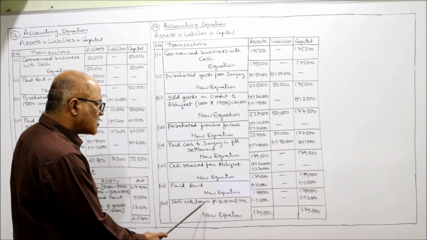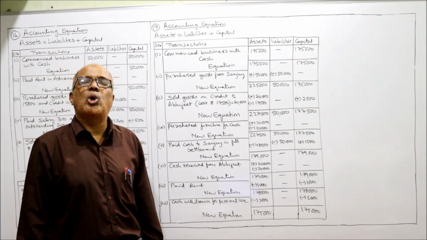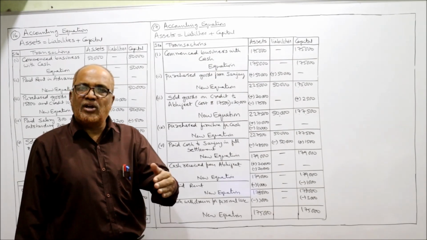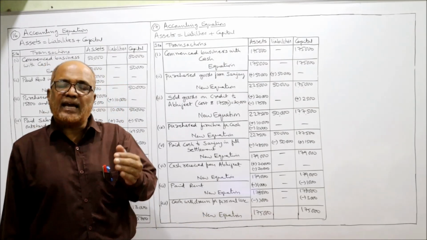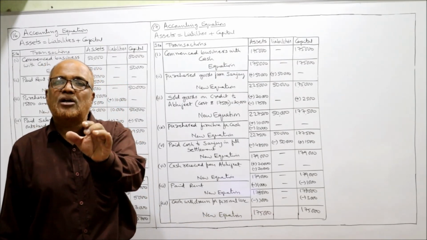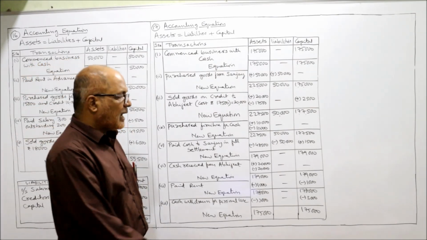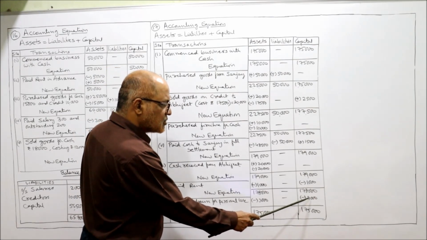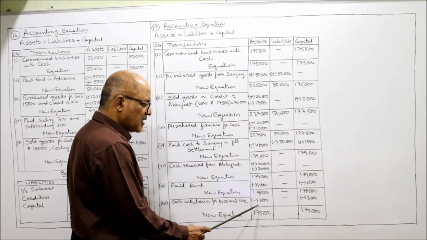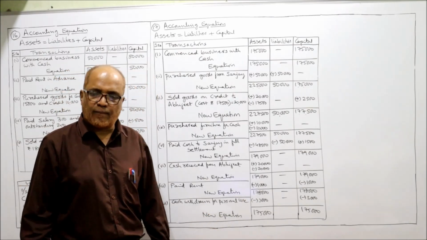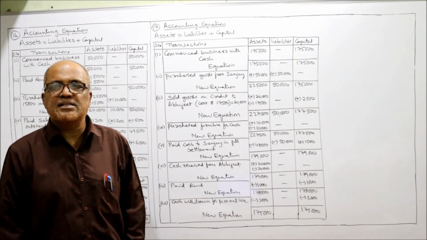Now last, cash withdrawn for personal use. When cash is withdrawn for personal use, it is called drawings. When cash is withdrawn, assets will decrease. So on the asset side minus 3,000. Drawings will be deducted from capital. From capital, deduct 3,000. So 1,78,000 minus 3,000, 1,75,000. New equation. That's all. So this is the end of problem number 17.